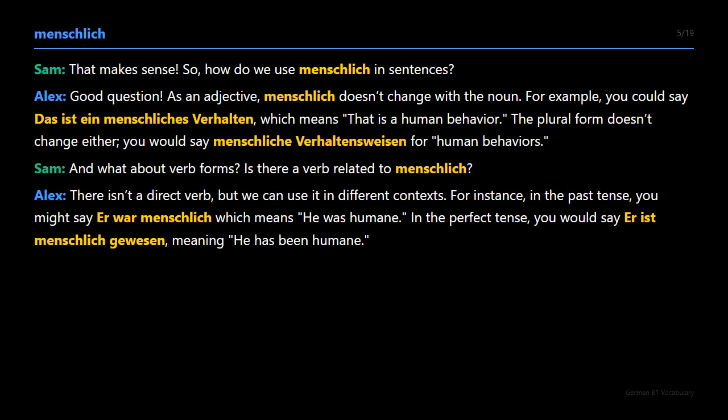For human behaviors. And what about verb forms? Is there a verb related to menschlich? There isn't a direct verb, but we can use it in different contexts. For instance, in the past tense, you might say, War menschlich, which means he was humane. In the perfect tense, you would say, Ist menschlich gewesen, meaning he has been humane.